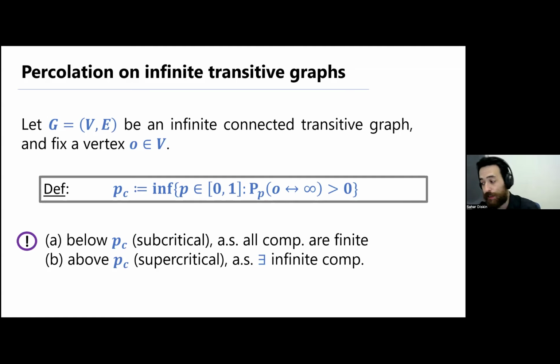And almost surely there exists an infinite component. So we have this beautiful phenomenon happening across essentially all infinite transitive graphs. To show the existence of such a critical probability p_c is not very hard. It's also not very hard to show that it's bounded away from 0. And essentially for connected transitive graphs, it's bounded away from 1 if it's not one-dimensional in some sense.